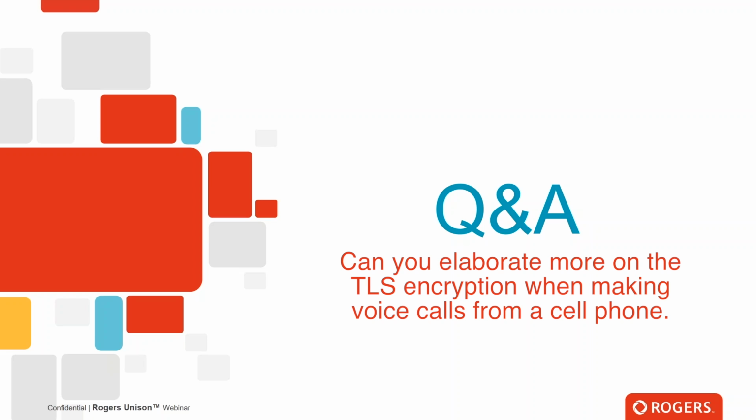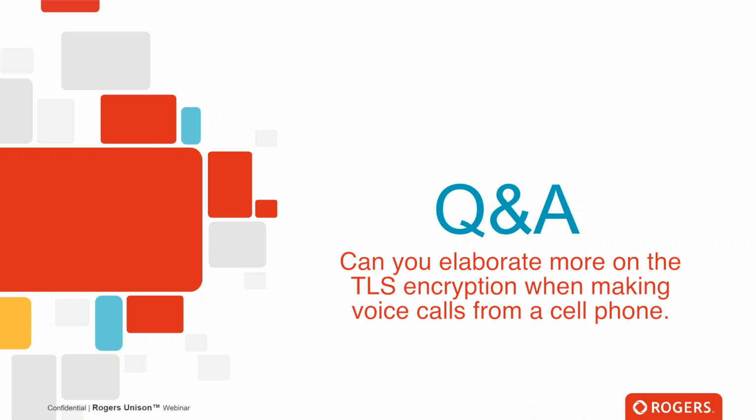But from a network perspective, what we've done is we've secured it with TLS encryption. And that means if you make a phone call over a 2G network, 3G, voice over LTE, voice over Wi-Fi, over the open internet, or over a private dedicated network like MPLS or private Ethernet, over any network, the call is going to be encrypted from end to end over the Rogers network.